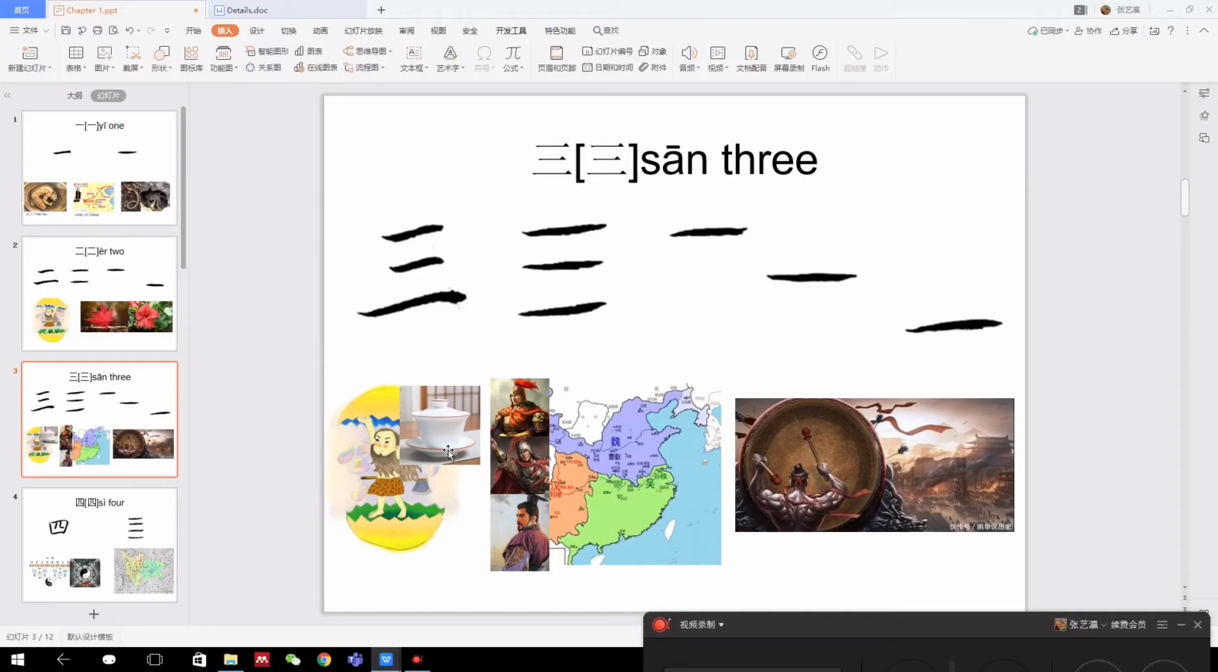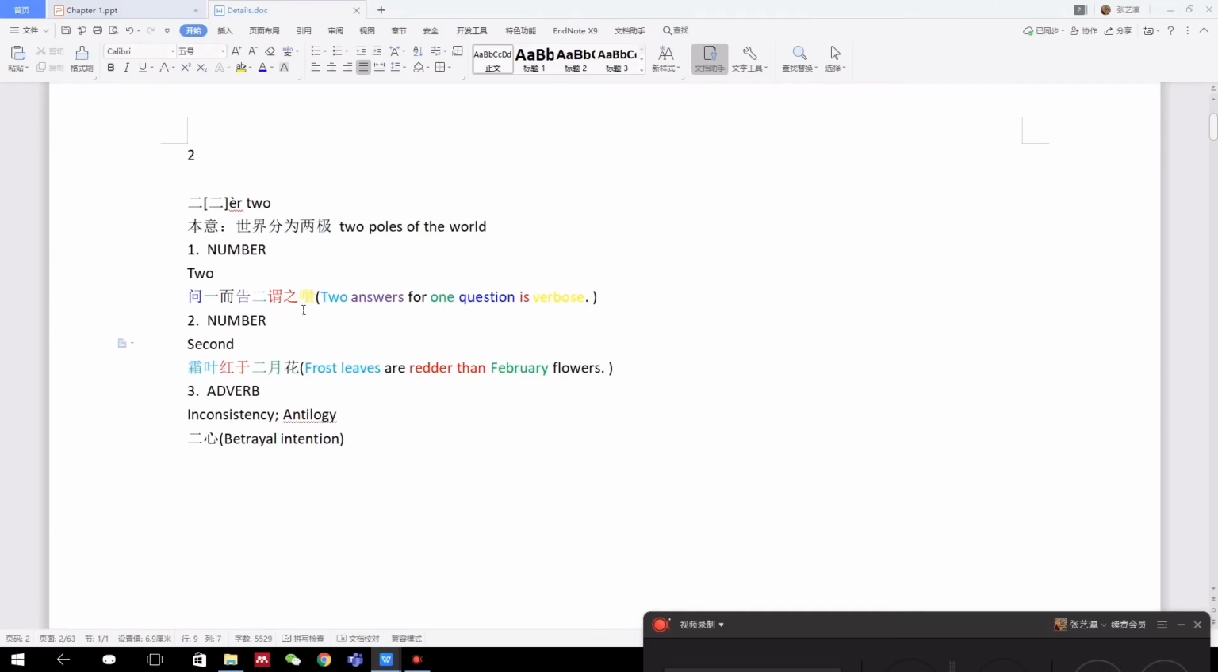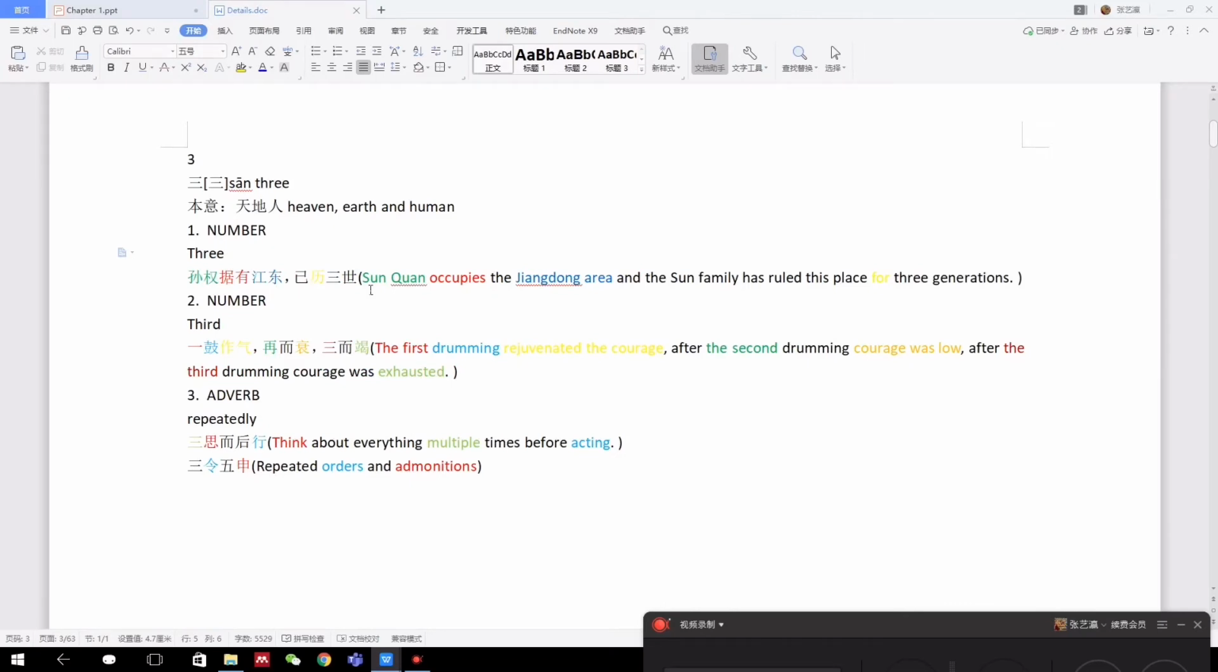In modern Chinese, sun can mean number 3. For example, 孙权具有江东以立三世. Sun Quan occupies the Jiangdong area, and the Sun family has ruled this place for 3 generations.